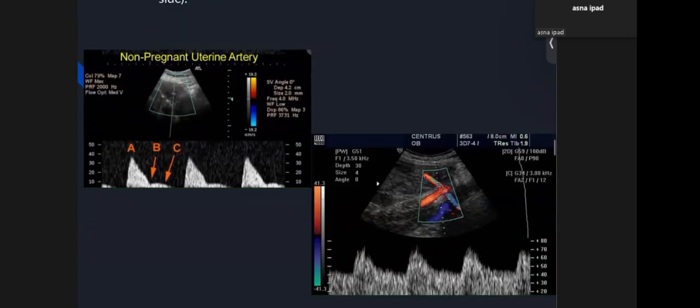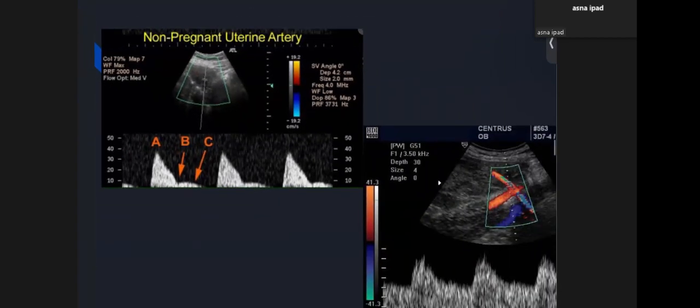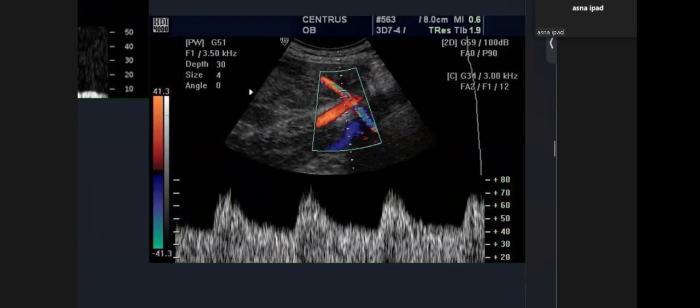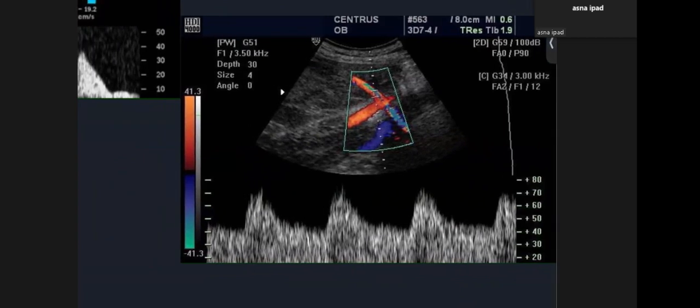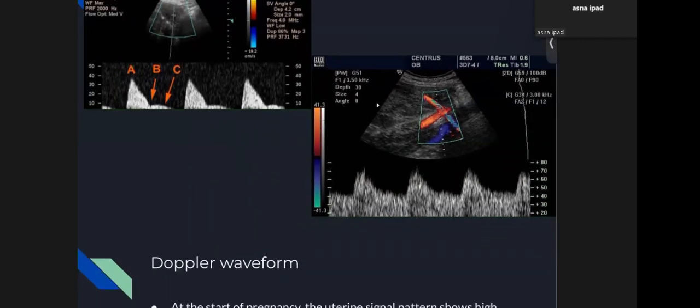In a non-pregnant uterine artery, you see a waveform with very low end diastolic velocities. A, B, and C is a non-pregnant uterine artery. In pregnancy, the end diastolic velocities increase, it's a continuous waveform, because you have to increase the blood flow towards the fetus. This is your waveform in pregnancy.